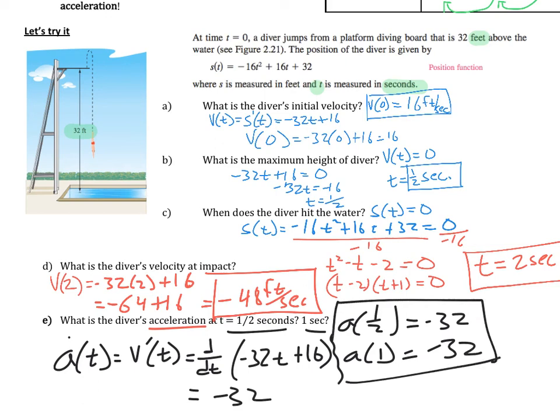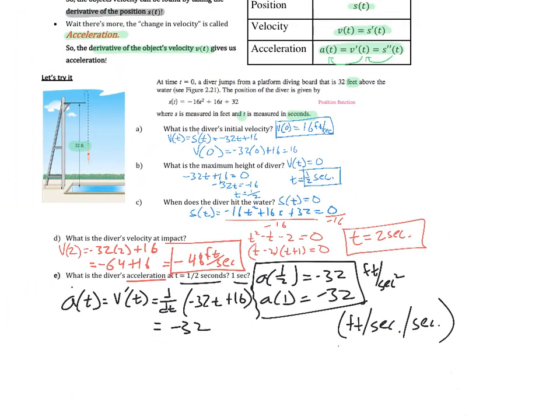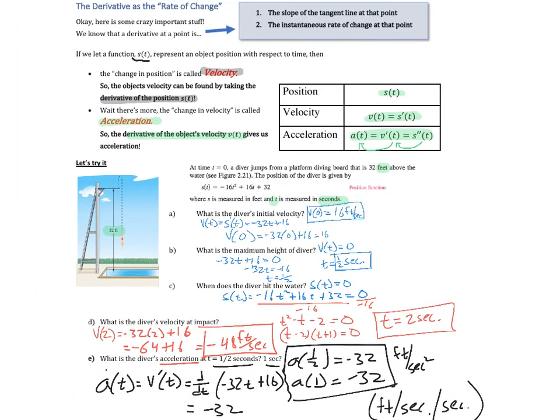Negative 32, the units here are feet per second per second, or we say feet per second squared, all right? So that's how many feet per second, per second. Okay, there's another way we say it: feet per second squared is acceleration. All right. So that's the idea of an object flying through the air and how we can find those. Now, let's switch gears to a point on a number line.